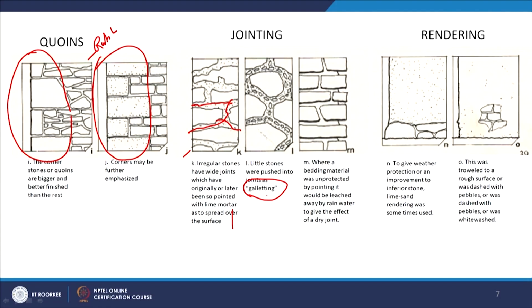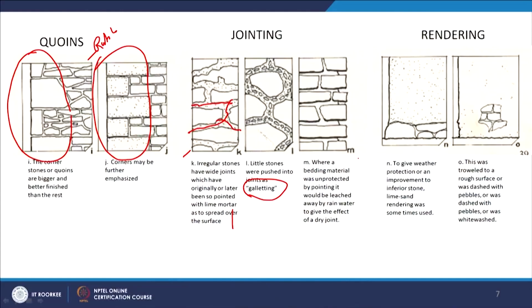This is another technique called galleting. Little stones were pushed into joints as galleting. So basically, you will find this in Chanderi as well, in the Indian context, which we will come across. What they do is they push small rubble inside these joints, so that creates a bonding.